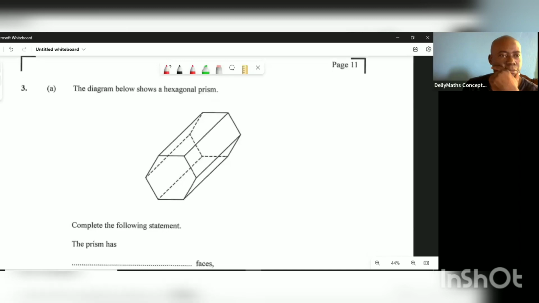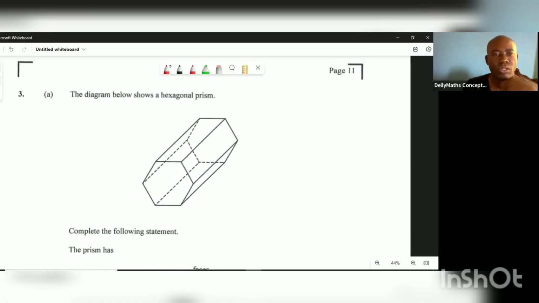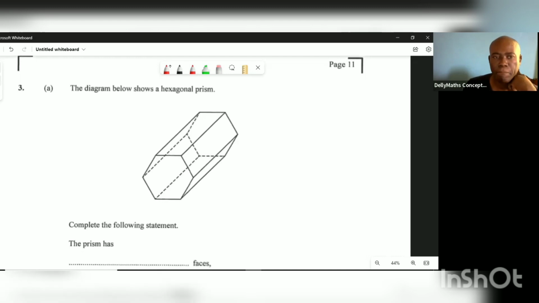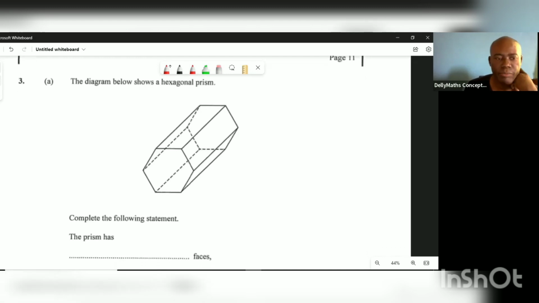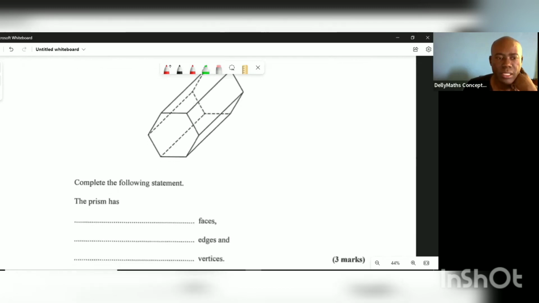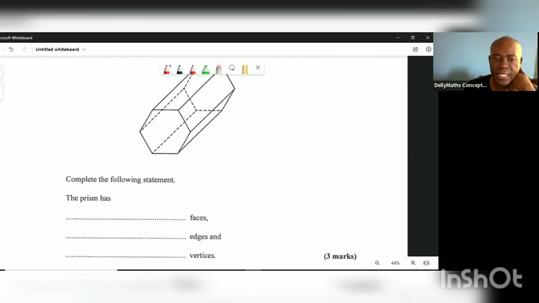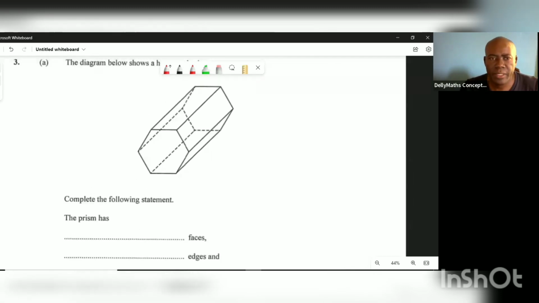All right. Number 3 says the diagram below shows a hexagonal prism. So we have a hexagonal prism. Complete the following statement. The prism has dash faces, dash edges, and dash vertices. So what we want to do is just to check them off quickly. Let me take out a marker to count. So you could count with me.